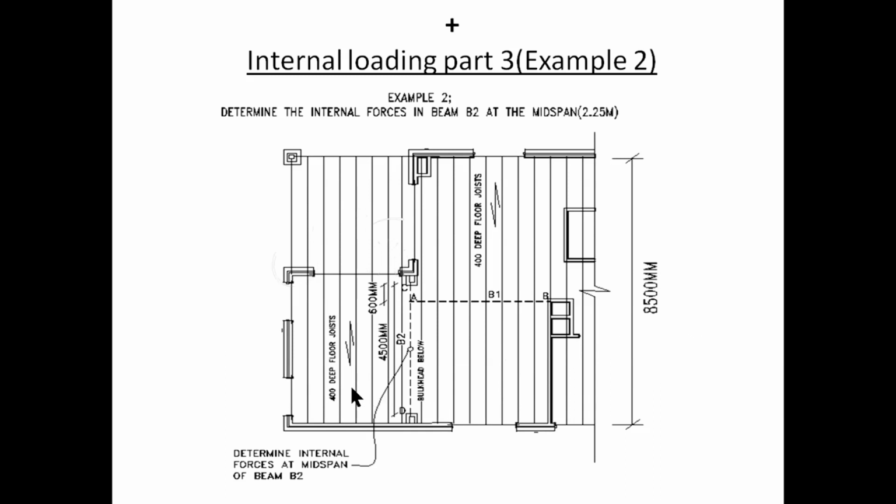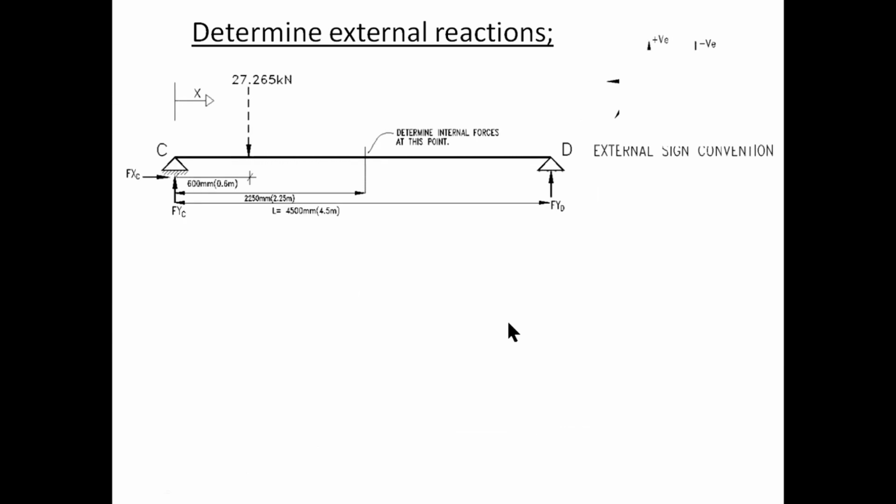Okay, for this example we are asked to calculate the internal forces at the midspan of beam B2, which has a length of 4.5 meters. We have a point load from beam B1, which is at point A, about 600 millimeters from the end of beam B2 at point C. The factored point load was worked out to be 27.265 kilonewton. We will ignore the self-weight of the beam and any other minor loads for the sake of simplicity of completing this example. Right, okay, let's get straight into it.